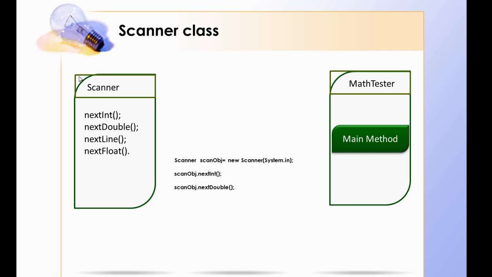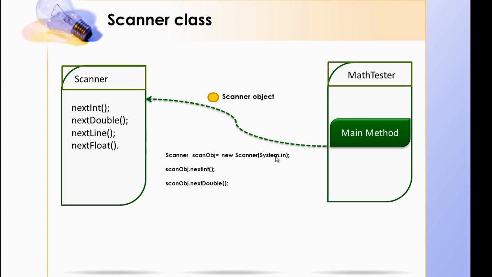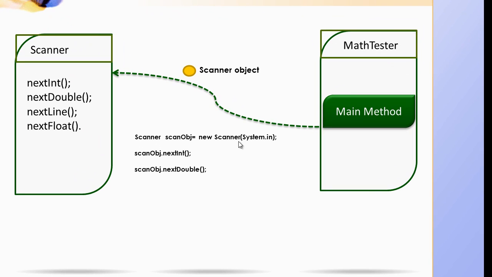So to use this Scanner class, all you gotta do is create a Scanner object in this main method. How do you do that? Well, you type Scanner, which is the class name, followed by the reference variable, whatever you want it to be called, equal to new Scanner, and inside the parenthesis you put System.in with the capital S. This allows the user to enter the input.